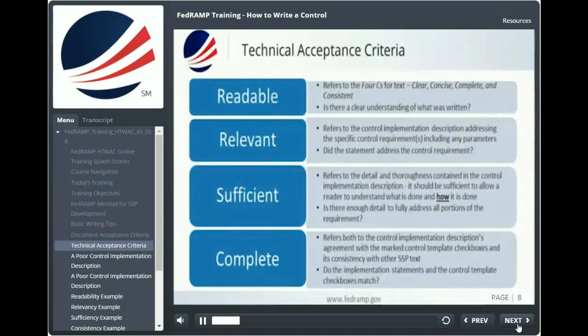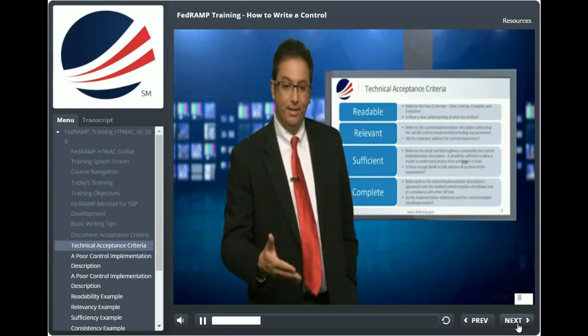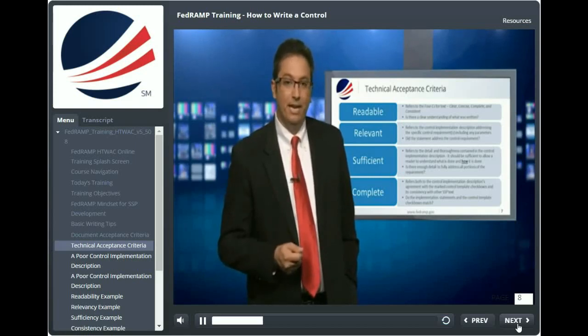The next one is relevant. Now, relevant refers to the control implementation addressing the specific requirements. So if the requirement asks you to establish and modify, did you establish and modify, and did you address it within the parameter constraints? So that's something you need to keep in mind as well.